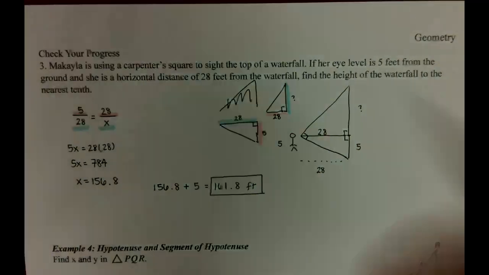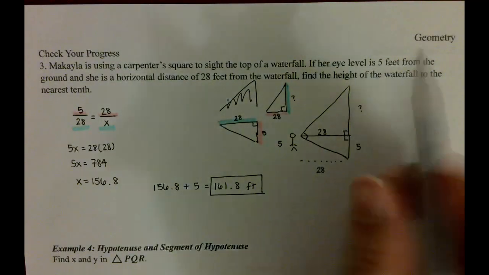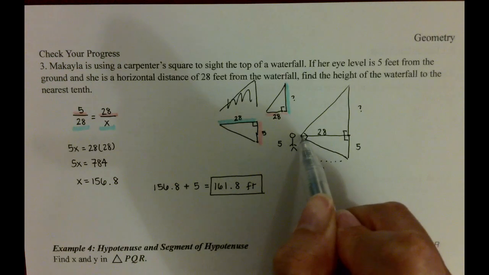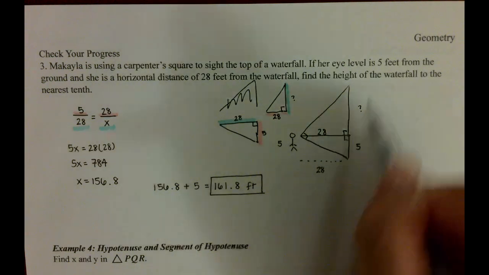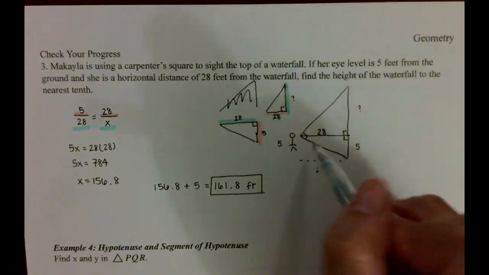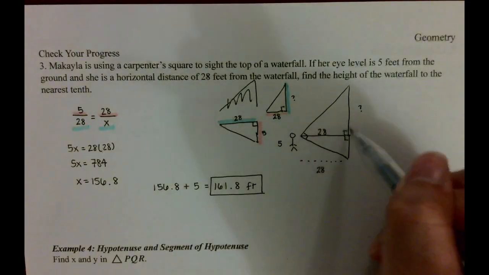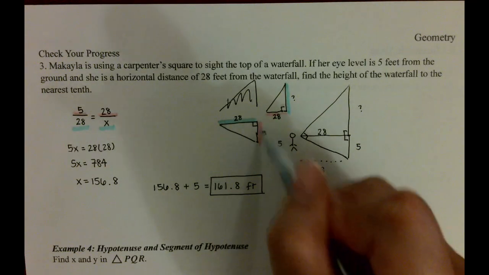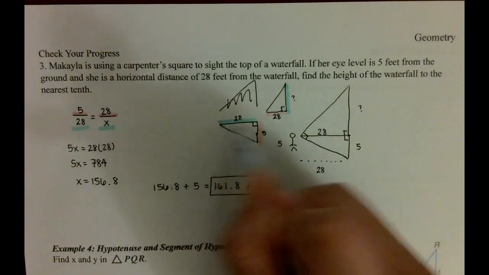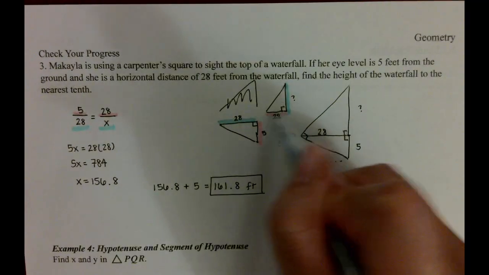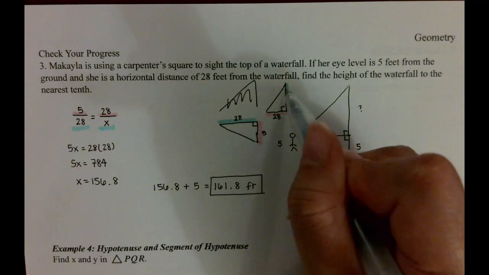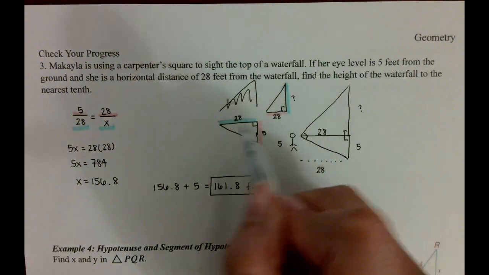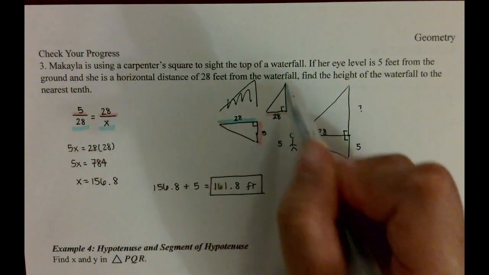Then I just separated it again, because her line of sight is an altitude from this right angle to the hypotenuse of the original triangle, which creates two more similar triangles. This one I just separated here. This is the 5 feet, the line of sight, and the 28, the horizontal distance. And this is the distance all the way to the top of the waterfall. This short leg corresponds to this short leg, and this long leg corresponds to this long leg.